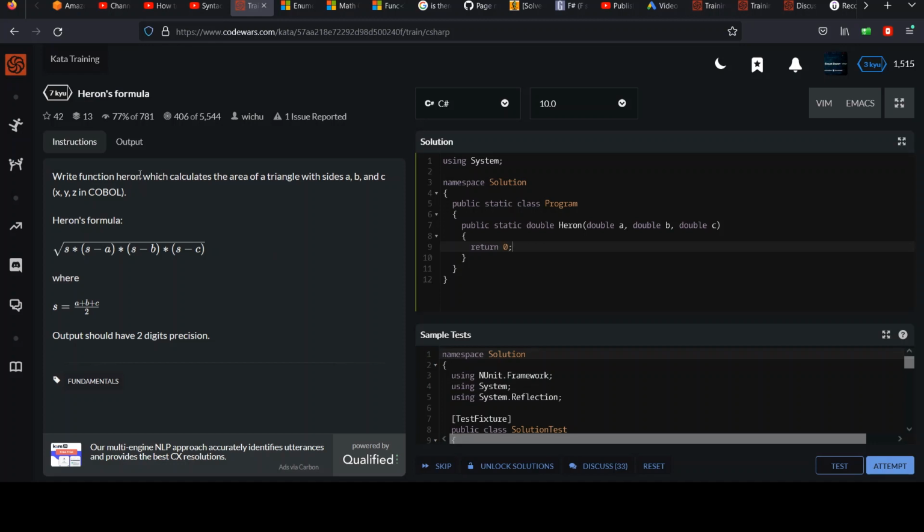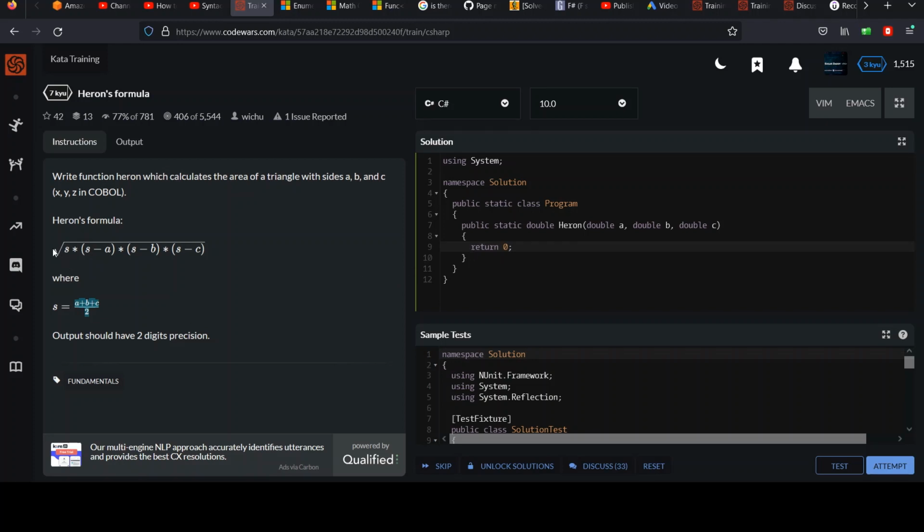Write function Heron, which calculates the area of a triangle with sides A, B, and C. They provide Heron's formula for you, which is the square root of the quantity s times (s minus a) times (s minus b) times (s minus c), where s equals (a plus b plus c) over 2. Output should have 2 digits precision. So, very simple what they're looking for.